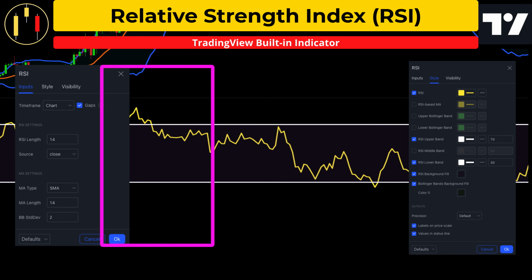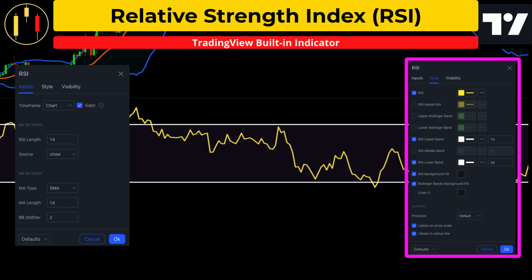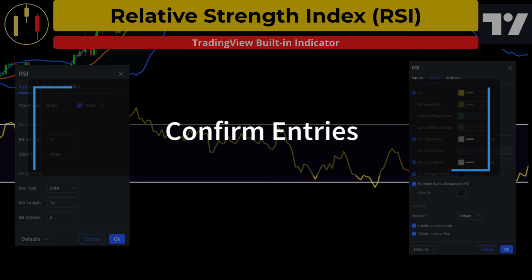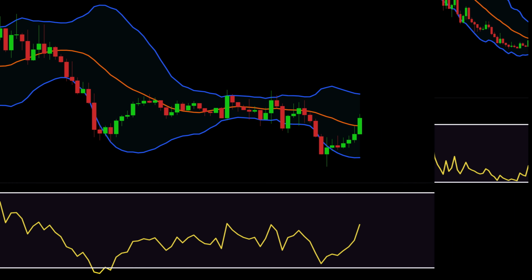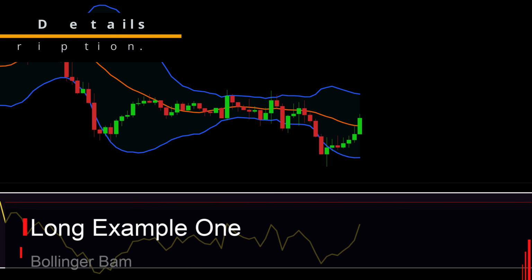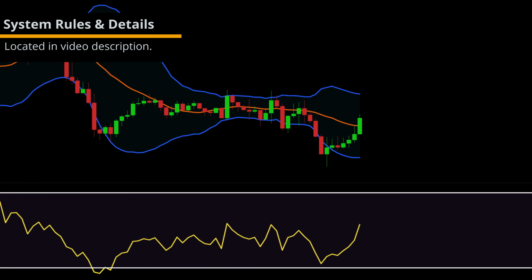Inputs will be kept at default. I'm going to color it in yellow and thicken the line so you can see it better. The RSI is a momentum indicator, and in this trading system, we will use it to confirm our entry signals. Let's go over entry criteria and review some examples. As always, system rules and details are listed in the description below.